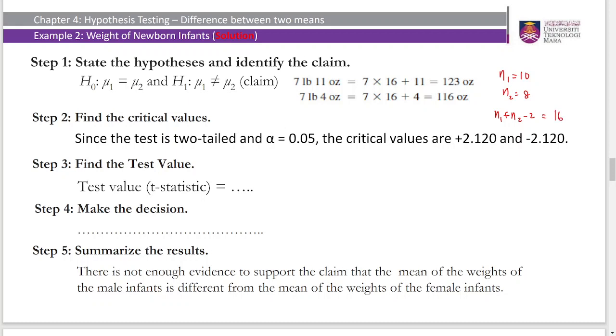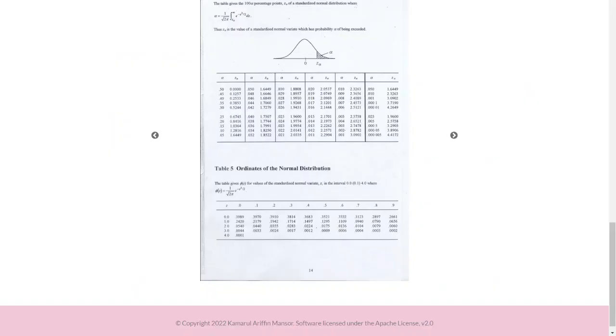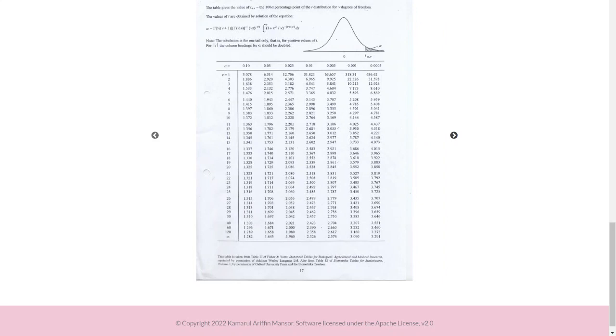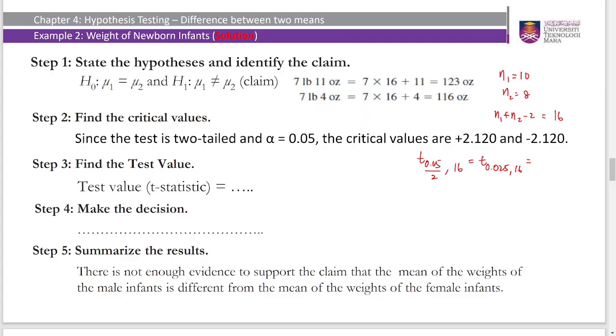So what you need to do is to find the critical value for T 0.05 divided by 2, and then degrees of freedom is 16. So this is equivalent to T 0.025 with 16 degrees of freedom. So you look at your statistical tables. From here, you can find the values for the T distribution with 0.025, and then you have 16, right? So you have 2.120.